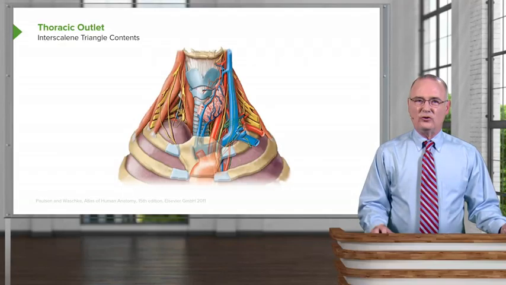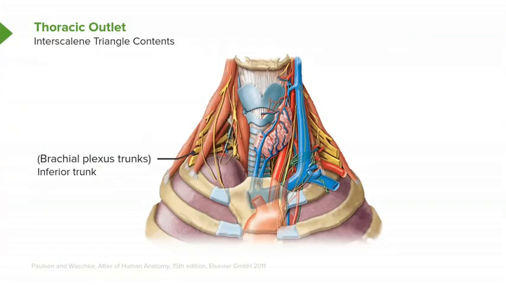Within the interscalene triangle, we have some structural contents. And here we see brachial plexus elements, and more specifically, we're looking at the area of the inferior trunk of the brachial plexus. If we look on the opposite side, another content of the interscalene triangle is the subclavian artery. So it will pass through this triangle between the anterior and middle scalene muscles.